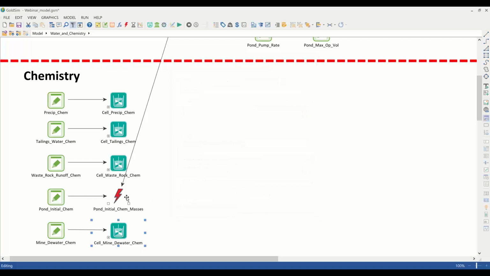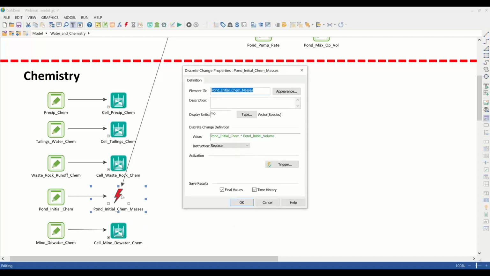There's one more element here, and this is a discrete change element. Because at the start of the simulation, you want to have some sort of chemical mass, which is in this case, the pond. So I have taken an initial chemistry, which is just a simple vector with a single set of concentrations for each component in that vector. I've multiplied that initial chemistry times the initial volume of water in the pond.